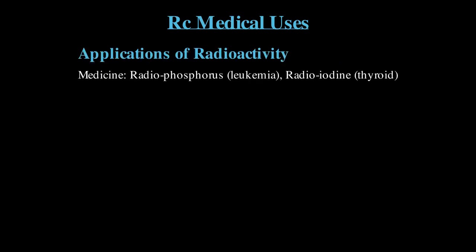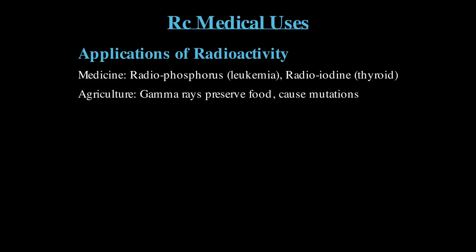Finally, let's quickly cover some other uses of radioactivity. In medicine, radiophosphorus is used for treating skin diseases and leukemia. Radioiodine is used to check the condition of the thyroid gland. In agriculture, gamma rays are used to preserve food for longer periods by killing microorganisms. Radiation can also cause mutations in plants to develop new, improved varieties. In industry, nuclear radiation is used in the production and modification of plastics and other materials.